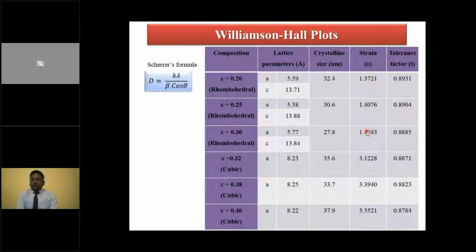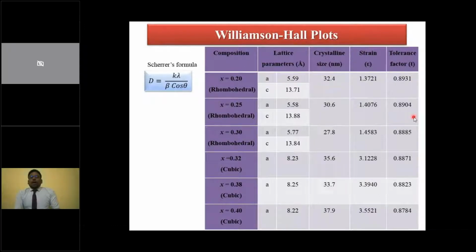Here, after strain 0.30, it suddenly enhances a lot. This is the main cause of the structural phase transition for this type of material. Here we also calculated the lattice parameter. One can see that previously the rhombohedral structure is there, and after that it came into the cubic structure. Using the Scherrer formula, we have calculated the crystallite size, and we also calculated the tolerance factor here.